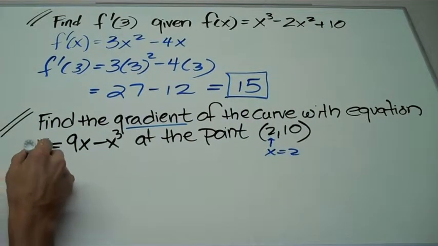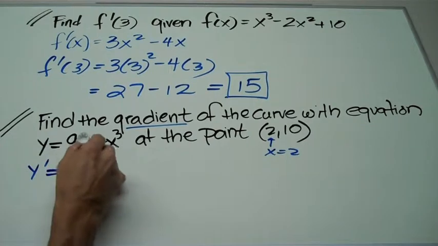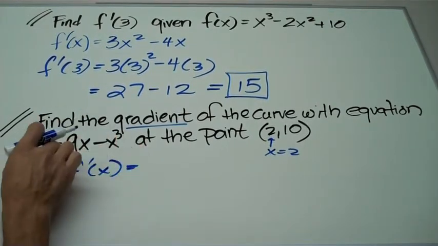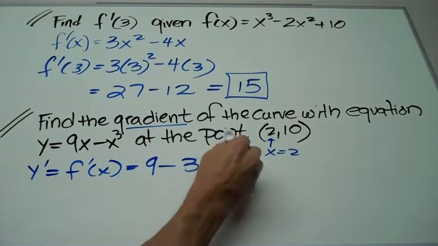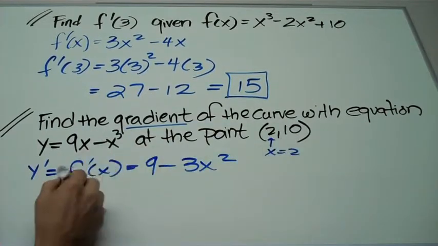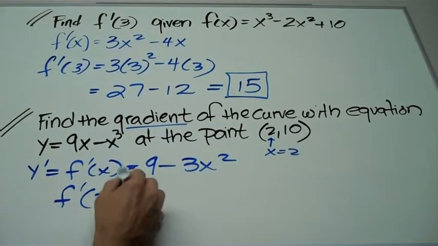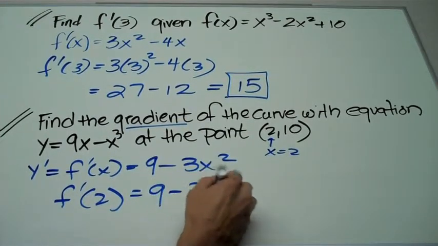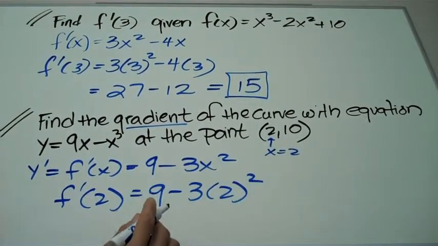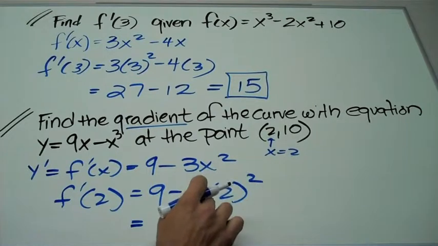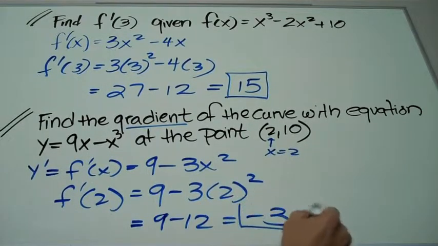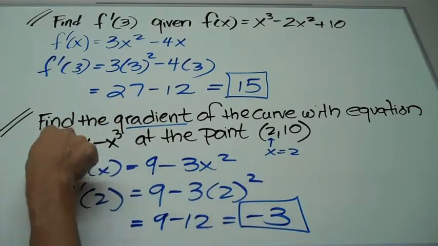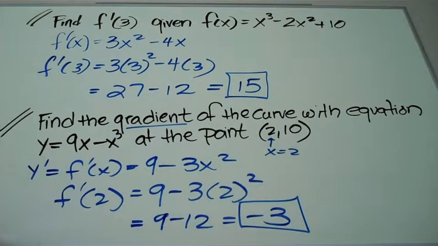So first we have to find y prime, which is equal to f dash of x. For this particular equation it would be 9 minus 3x squared. And then we want to find f dash of 2, which is 9 minus 3 times 2 squared, which would give us 2 squared is 4 times 3 is 12. 9 minus 12 is negative 3. So there is the slope, or the gradient, of this curve at this point, the x-coordinate being paramount.